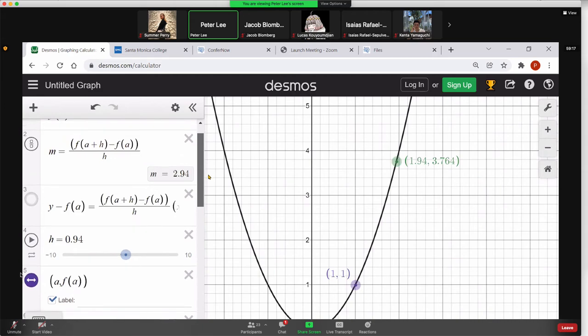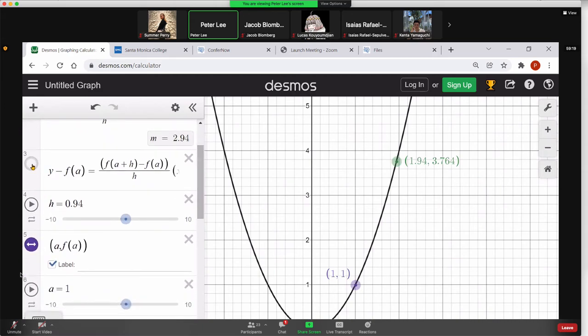And so I get the slope, which is m. Now I'm going to mark this red line. What is the red line? The red line is the line connecting the two points on the curve. And now I'm going to move this green point along the curve, like this.